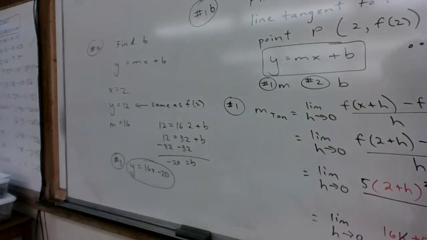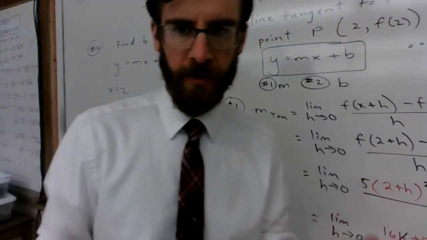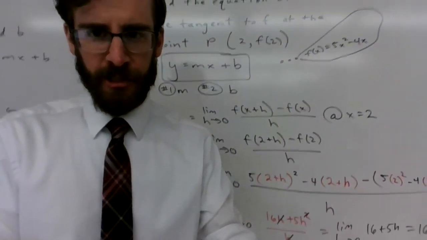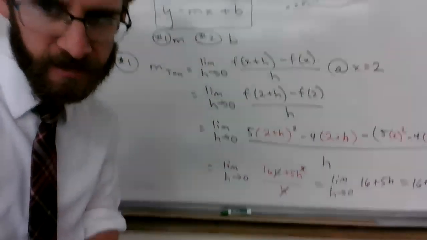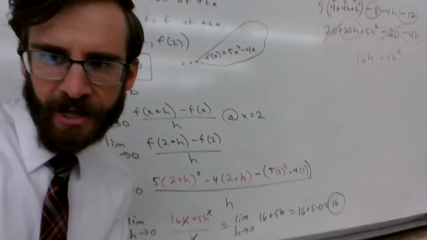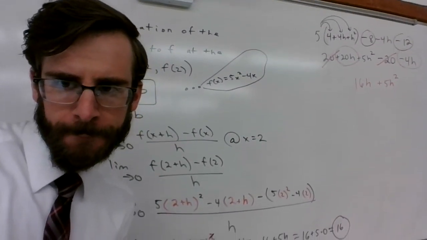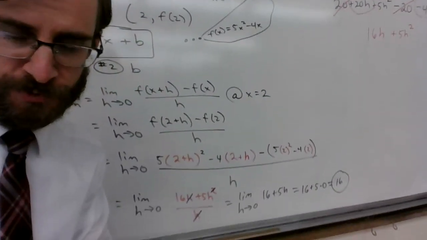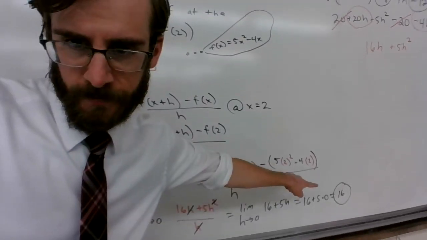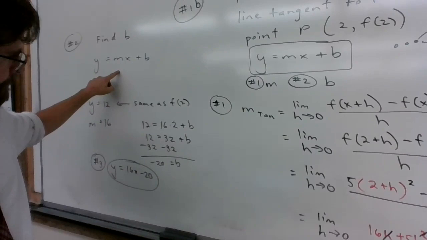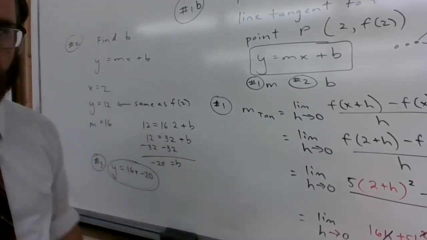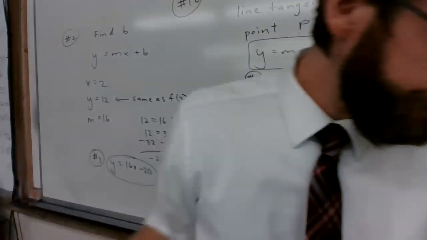Okay. So there was a lot going on there. We had to actually use the formula for the tangent line, but a lot of it was just us plugging in, using our algebra skills, and once we found m, which was a single number, we plugged it back into y equals mx plus b, and we solved it like a champ.